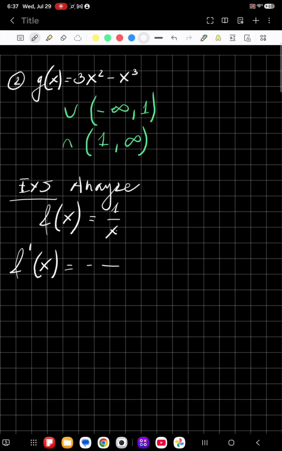At least for me. Okay, so negative 1 over x squared is the first derivative. The second derivative, again, try to do it on your own. It should be positive, isn't it? Yeah. So it's 2 over x cubed.